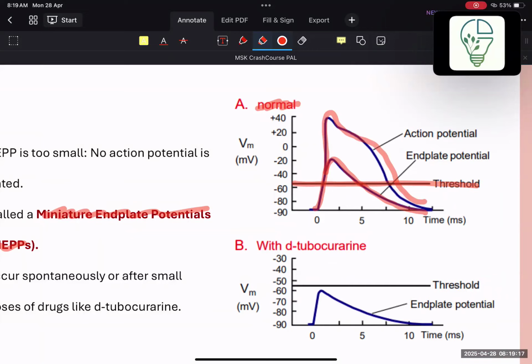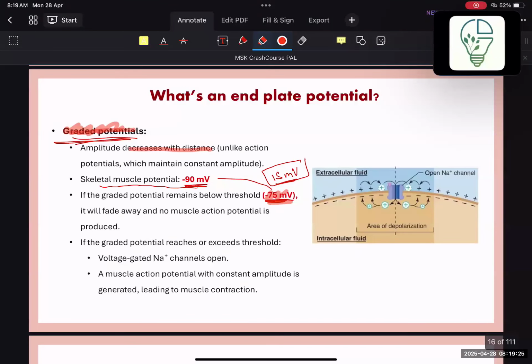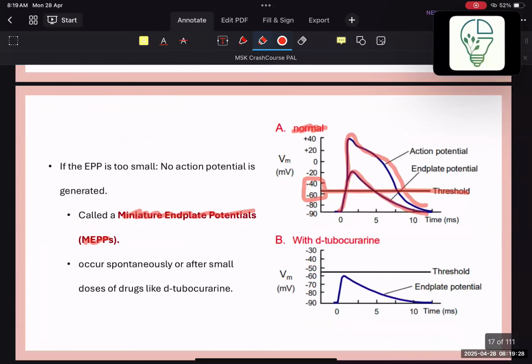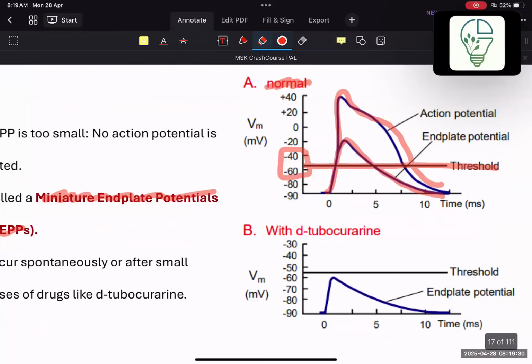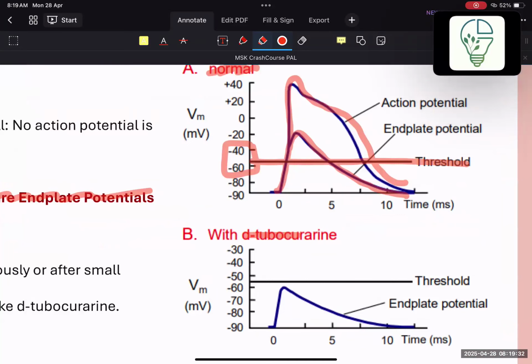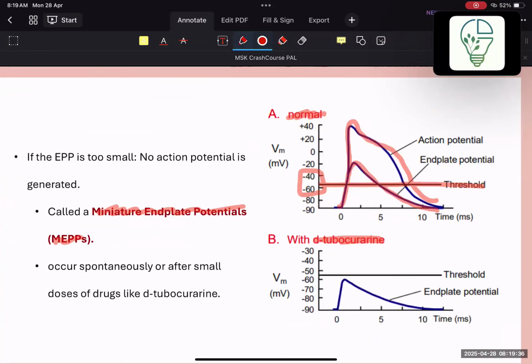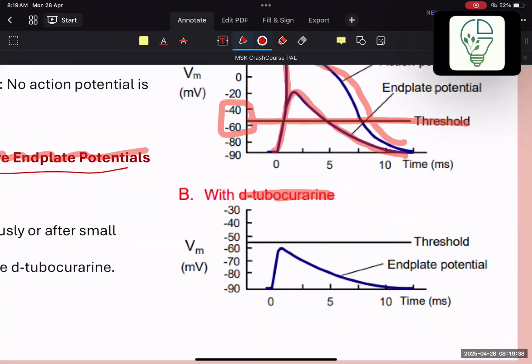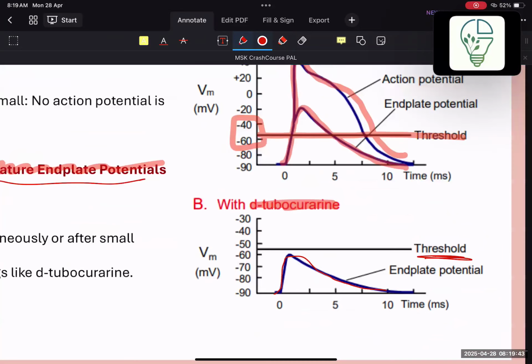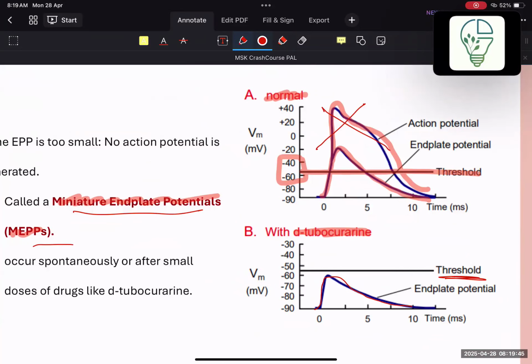That's all you need to know. Now, you can see over here that the numbers don't line up with what I explained, but I triple checked the numbers that I gave you over here, which is the negative 75 and the 15 mV. So I'm pretty sure that this is just an issue with the graph, okay? Now, as you can see with D-tubocurarine, which is the drug that usually causes miniature end plate potentials, what happens is that the graded potential is too low for it to cross this threshold. Therefore, you're not triggering an action potential the same way you do normally.